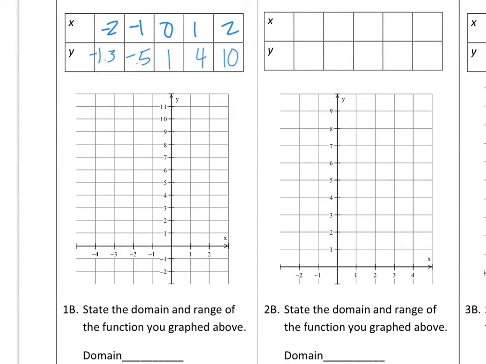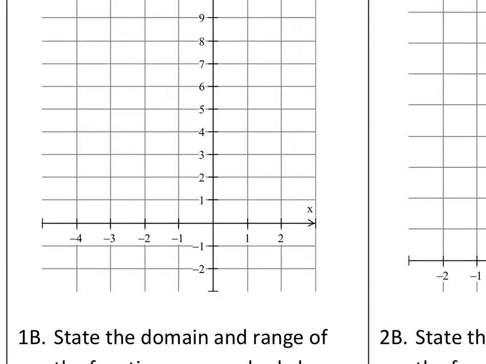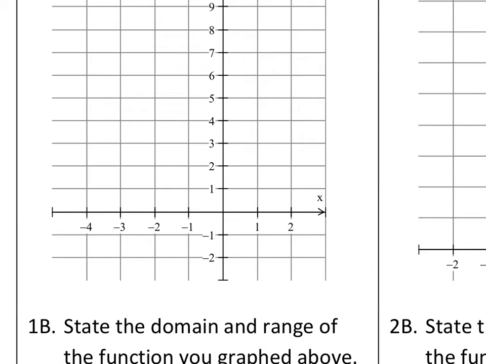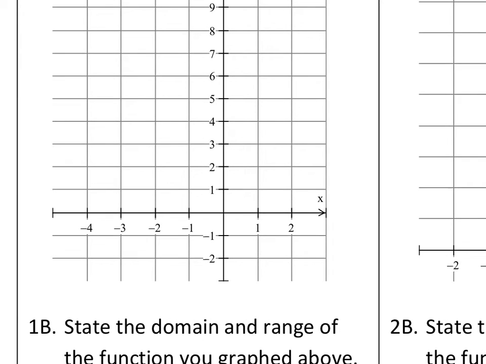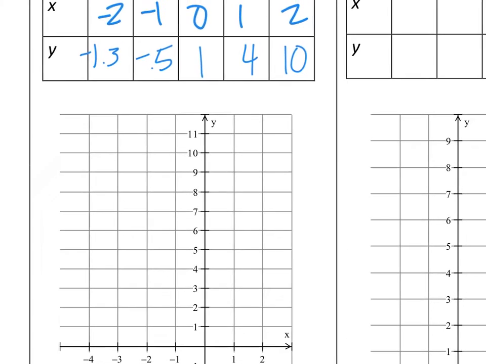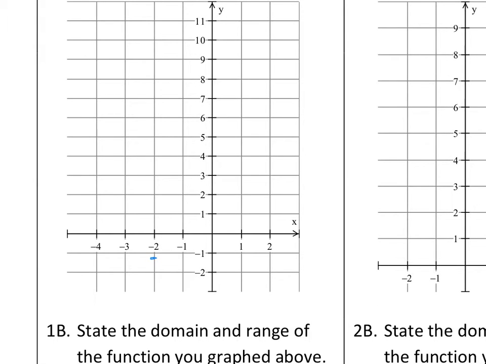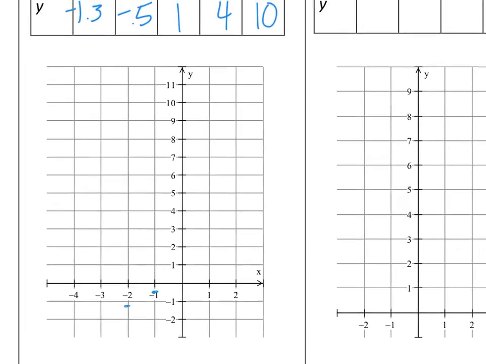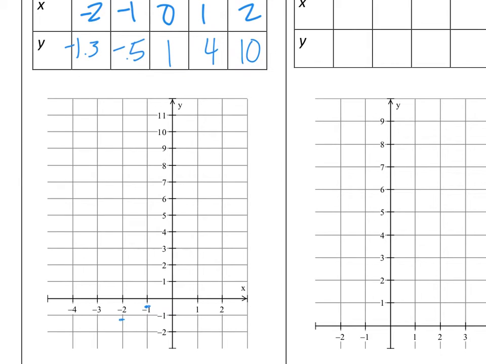So -2, -1, and a little bit. I'm going to zoom way in here, it's kind of hard to write on the iPad. 1 and a little bit more. And then -1, -0.5, about halfway. 0, 1. 1, 4. 2, 10. So that kind of shoots up pretty quickly.